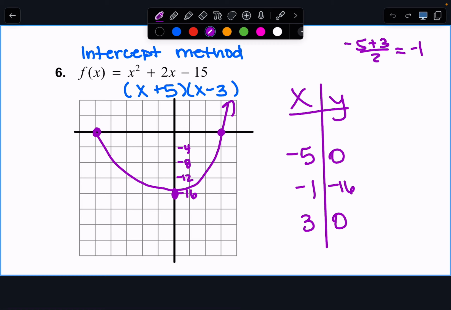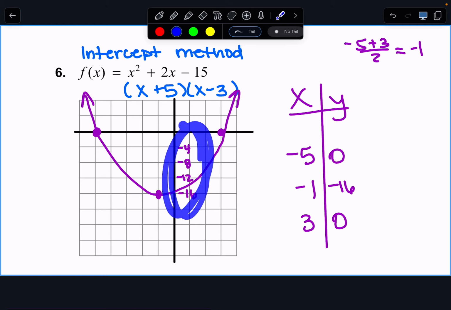Oh, good gracious, Miss Homan. Why is it wide? Because it's an x squared. It's because I counted my y's different than my x's.